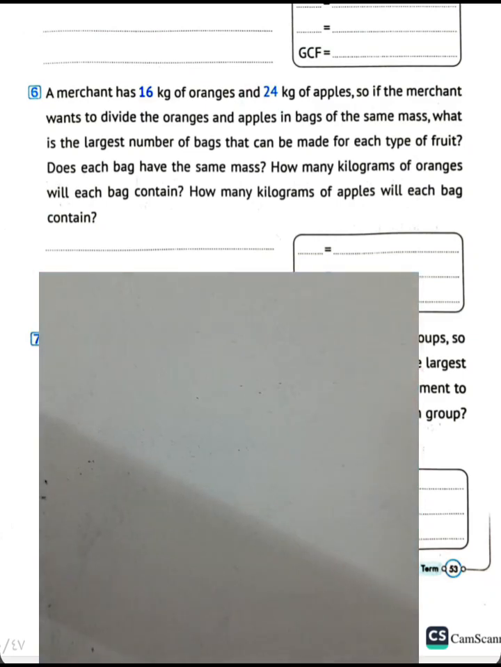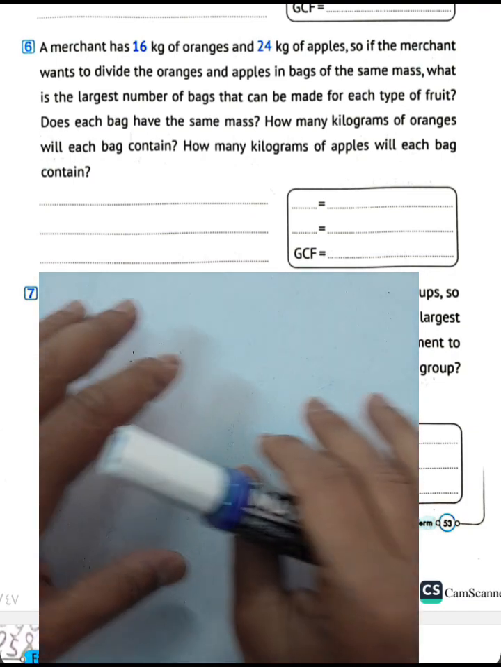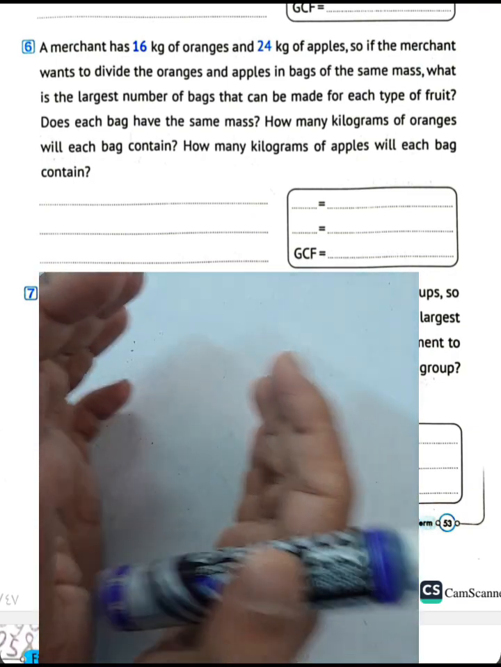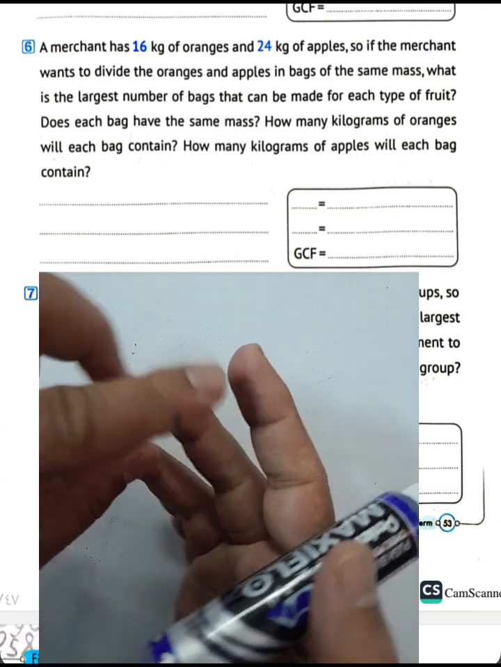A merchant has 16 kilograms of oranges and 24 kilograms of apples. So if the merchant wants to divide the oranges and apples in bags of the same mass, what is the largest number of bags that can be made for each type of fruit? Does each bag have the same mass? How many kilograms of oranges will each bag contain? How many kilograms of apples will each bag contain? Okay, we want to distribute 16 oranges and 24 apples in the boxes, okay? But we want to find the number of boxes and number of oranges, number of apples put in each box, okay?